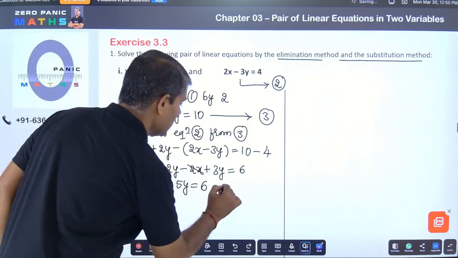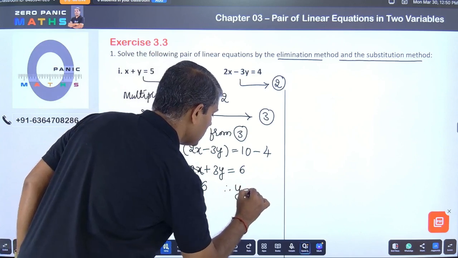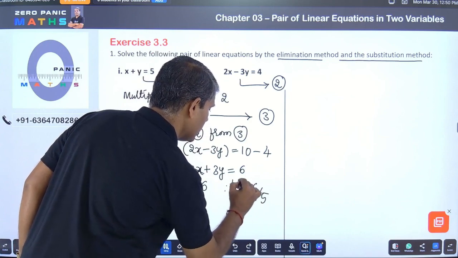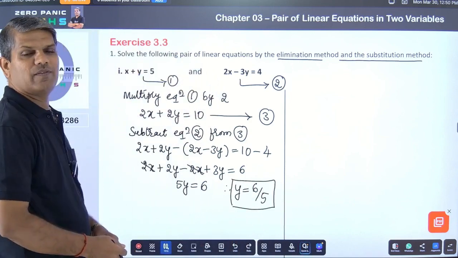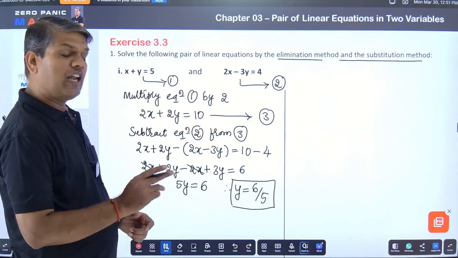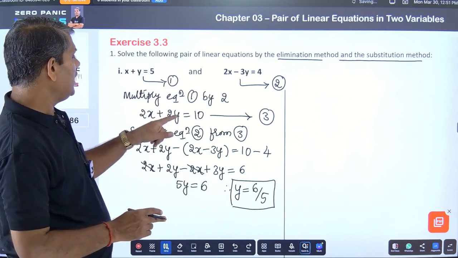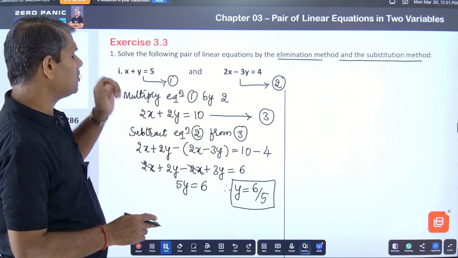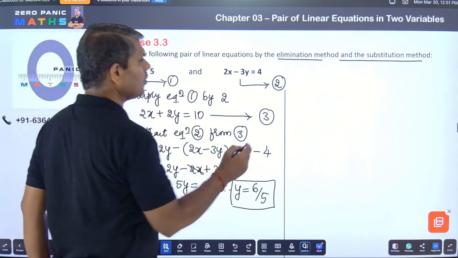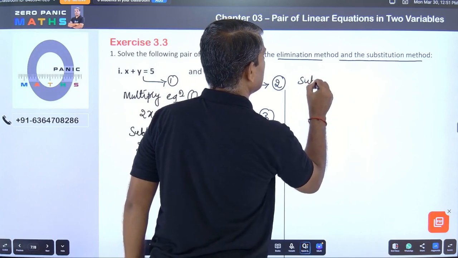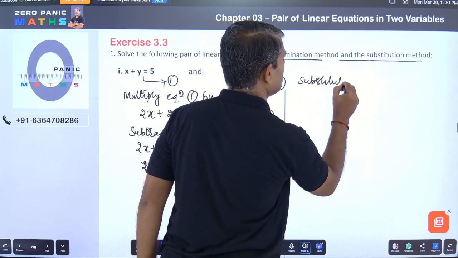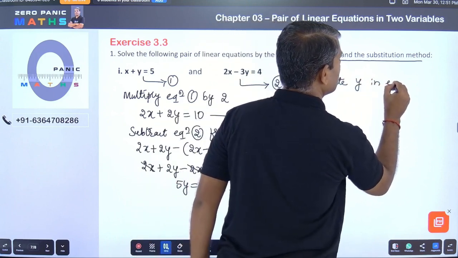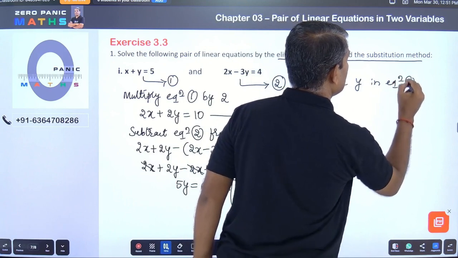And what does it give me? y is equal to 6 by 5. Now substitute this y in any one of the equations to get the value of x. Let us substitute that into equation 1 only. Substitute y in equation 1.